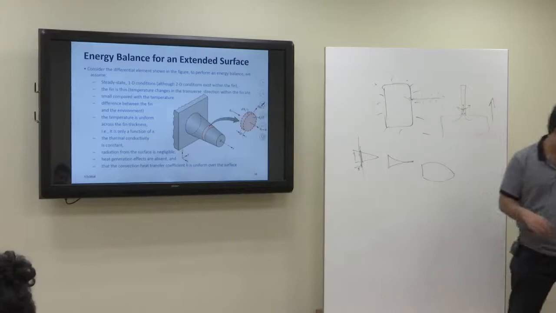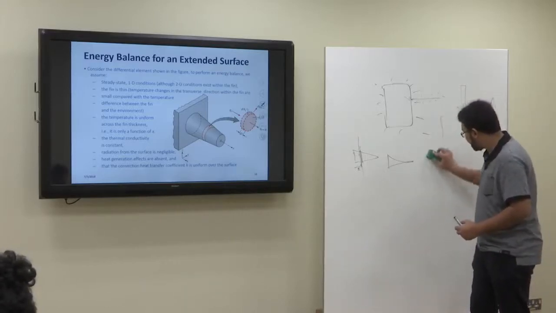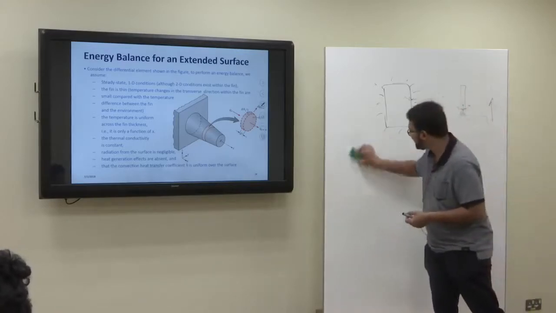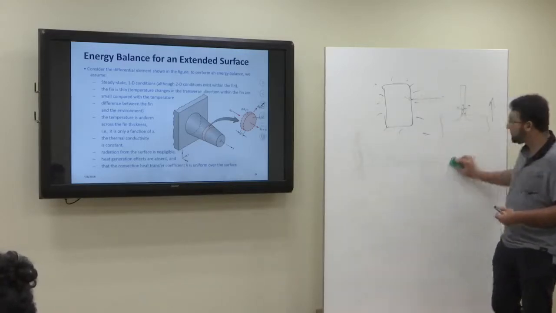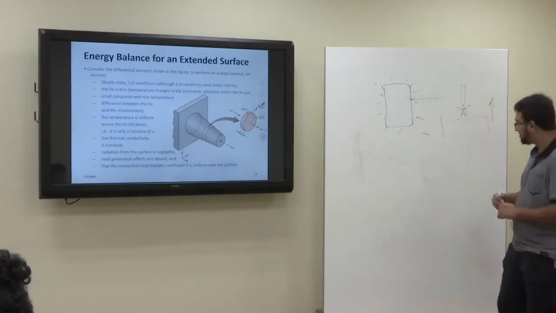So if I want to write the first law of thermodynamics, as per the first law of thermodynamics, that means the energy balance. Whenever we say first law of thermodynamics, it means the energy balance. So if we want to write the equation of energy balance over this surface, it will be what?